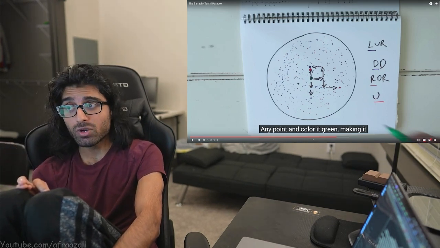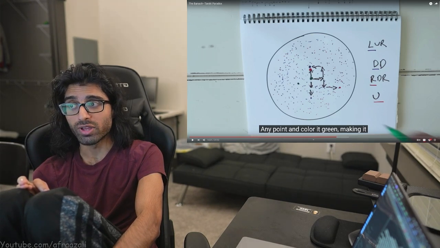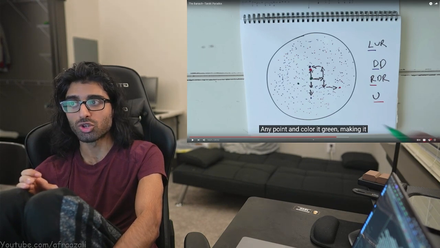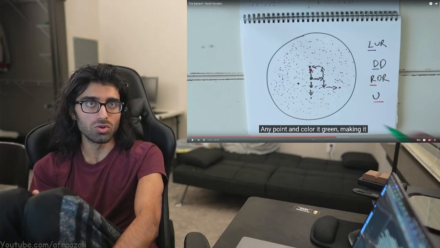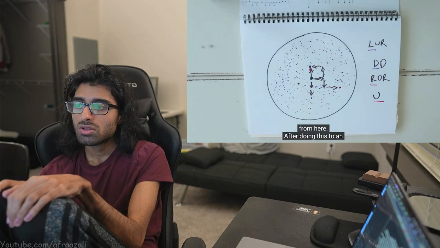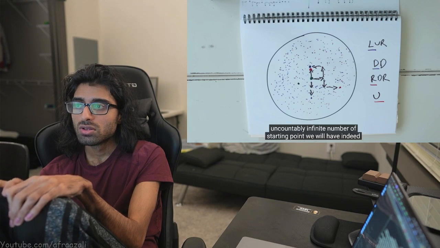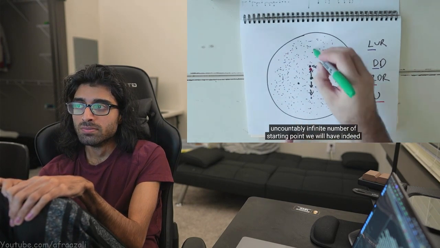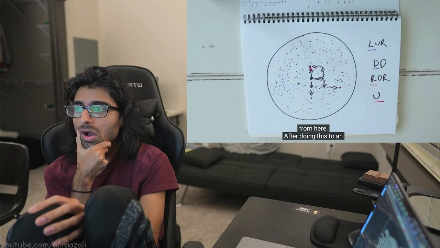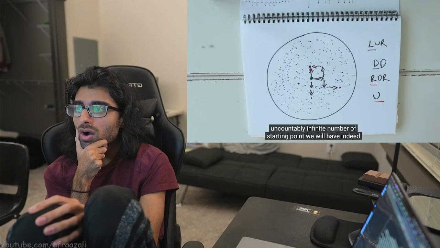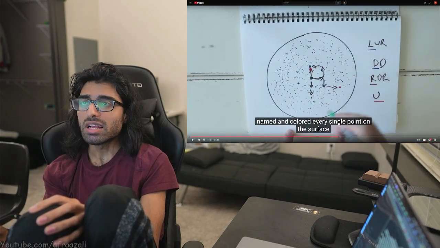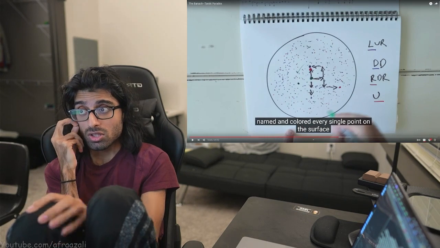You want to do it everywhere? You have to place the initial point an uncountably infinite amount of times. And in that case, you don't even need to do this whole charade. You've exhausted the whole circle, or the whole sphere. A new starting point, and then run every sequence from here. After doing this to an uncountably infinite number of starting points, we will have... Whoa, wait, what? That's not necessary. This is not necessary.